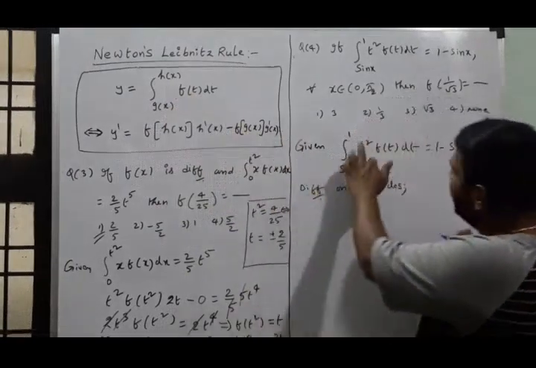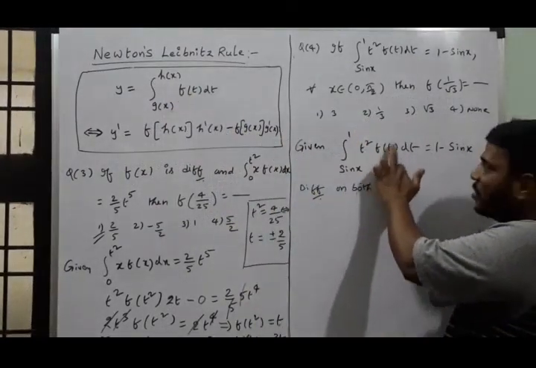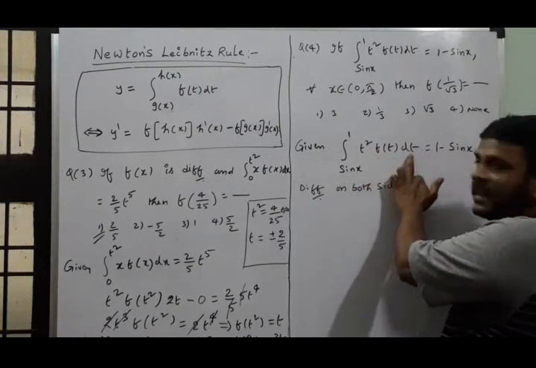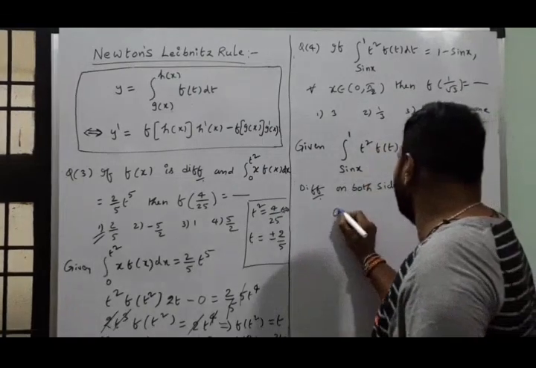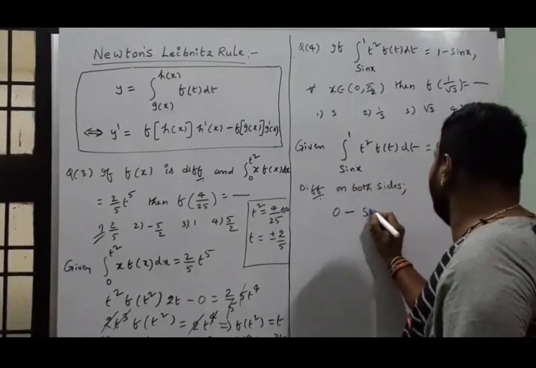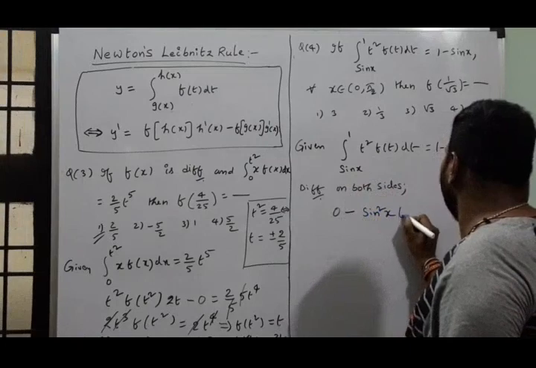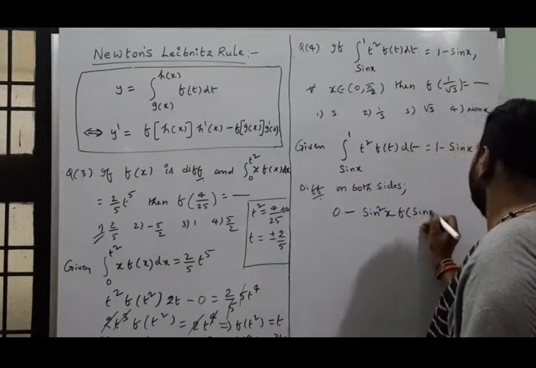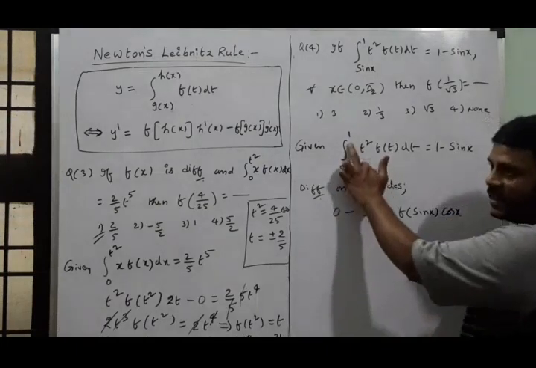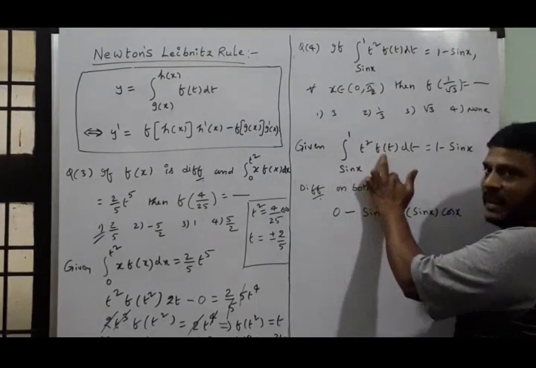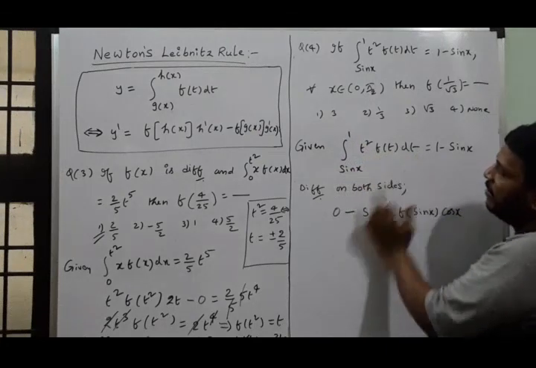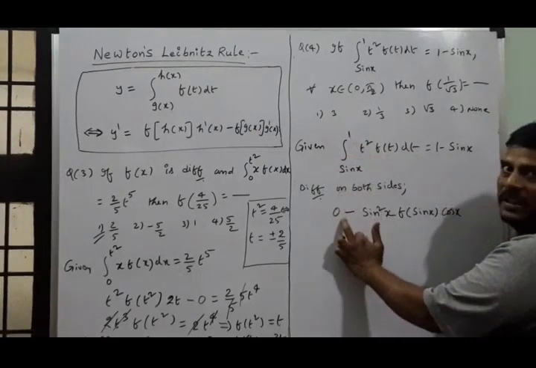derivative. So here the upper limit is 1. Substitute upper limit into upper limit derivative. The derivative of 1 is 0, so 0 minus, substitute the lower limit sin square x, f of sin x into the sin x derivative, which is cos x. Once again, by substituting the upper limit, here you will get 1 into f of 1. The derivative of 1 is 0 because 1 is constant.